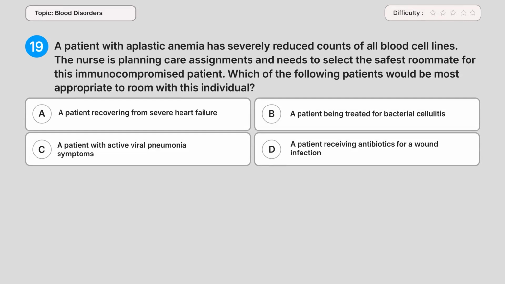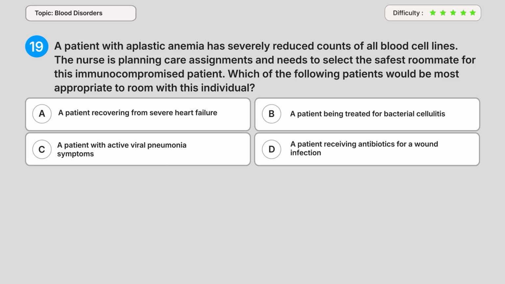19. A patient with aplastic anemia has severely reduced counts of all blood cell lines. The nurse is planning care assignments and needs to select the safest roommate for this immunocompromised patient. Which of the following patients would be most appropriate to room with this individual?